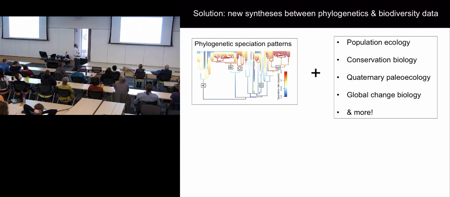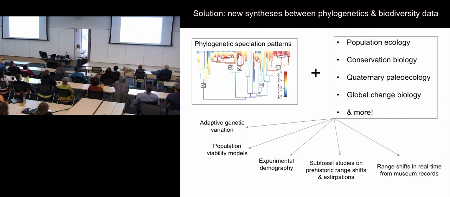described here. And I think there's a lot we can bring to bear on this problem, from population ecology and conservation biology, quaternary paleoecology and global change biology, and other things that involve novel traits about demography that we can stick on the tips of a tree and ask what's driving speciation rate variation. Some specific examples would be applications of population viability models in a comparative phylogenetic framework. We have experimental demographic data from lots of species that can be leveraged to test these hypotheses.